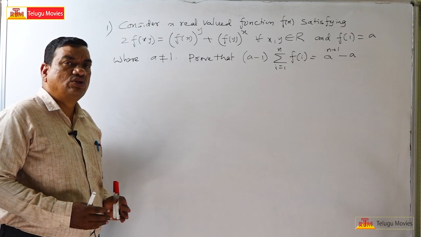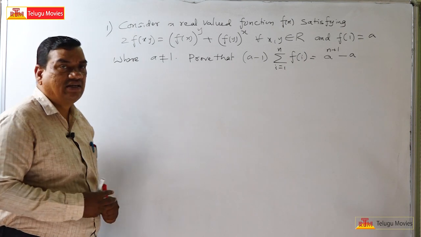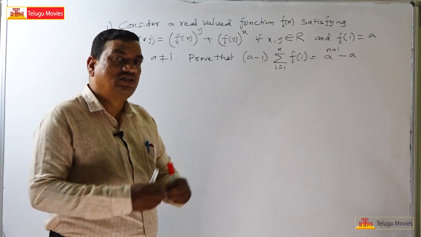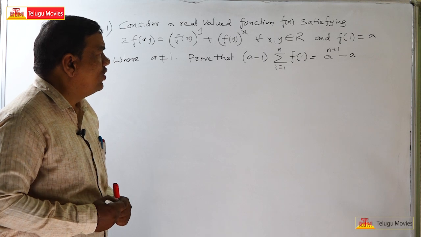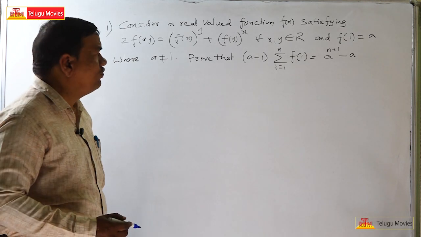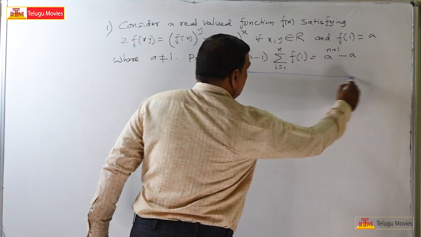Just by seeing this total data, students will get confused, and they will simply omit and leave the problem. So no need to leave the problem. First, what do we have to prove? This we have to prove.